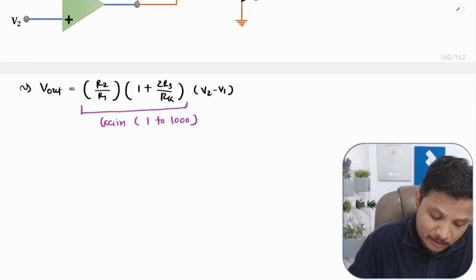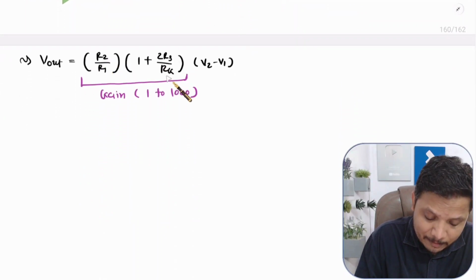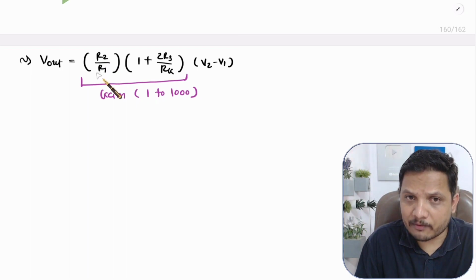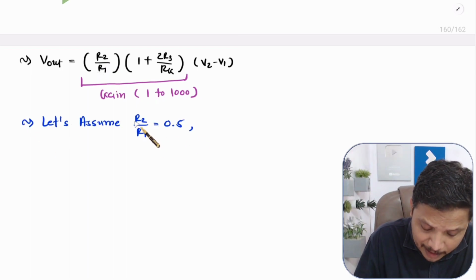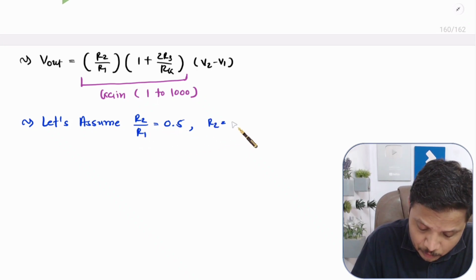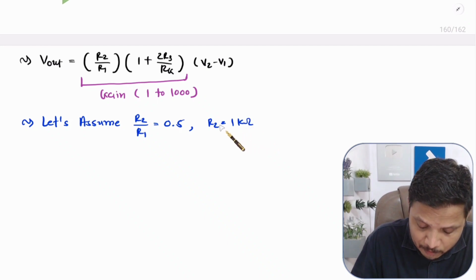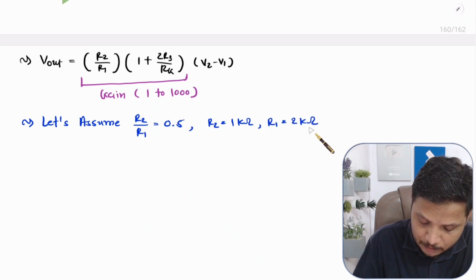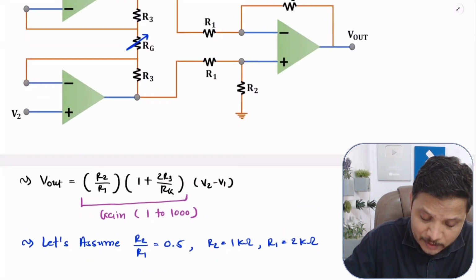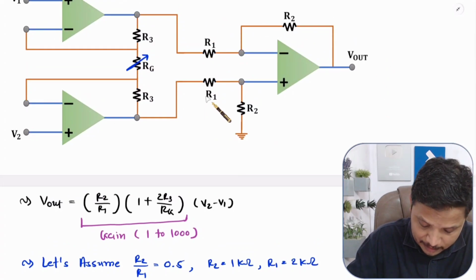So here if you observe this gain component, in that, see this R2 by R1, let us assume that it is half. To keep R2 by R1 equal to half, I'll select R2 equal to 1 kilo ohm. So based on that, you can say R1 will be 2 kilo ohm. So by selecting R1 and R2, we have R2 by R1, which is the gain of stage number 2. That is associated with this portion of the circuit, right?